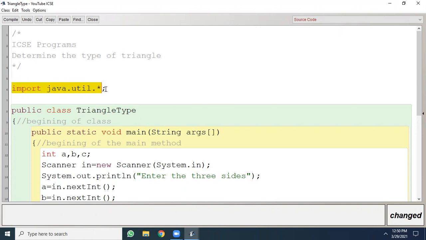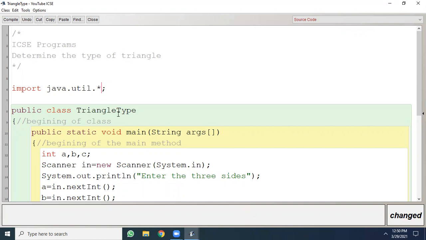First, we are importing the Scanner class using the import statement java.util.*. You all know that java is a package and util is a sub package in Java, and star is a wildcard character, which means all the classes belonging to the util package are being imported here. We could have simply written the Scanner class because our intention is to import the Scanner class. Why do we need a Scanner class? Because to take input from the user, we require a Scanner class.